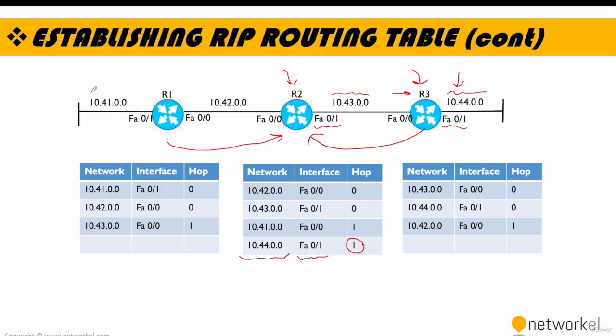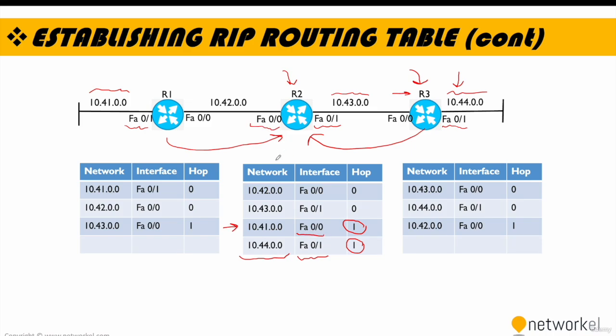It is informing that, hey, router 2, I have one network in here, 10.41.0.0, which is connected to my FastEthernet 0/1 interface. Just go ahead and install it to your routing table, please. Since it is coming from router 1, it will add it as hop count 1, right? And then what will happen? It will install this to its routing table, 10.41.0.0. How am I reaching it? I'm reaching it by using my FastEthernet 0/0 port.